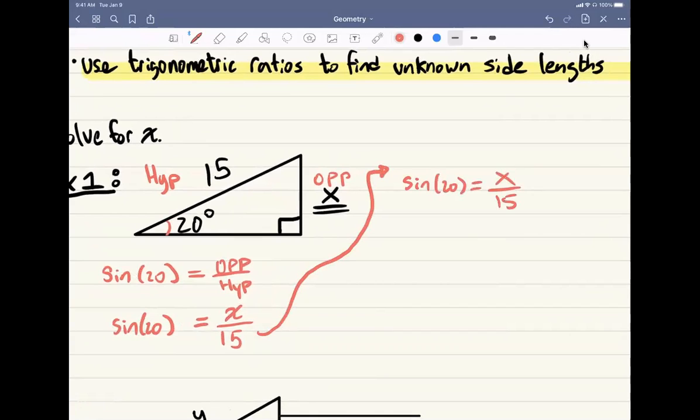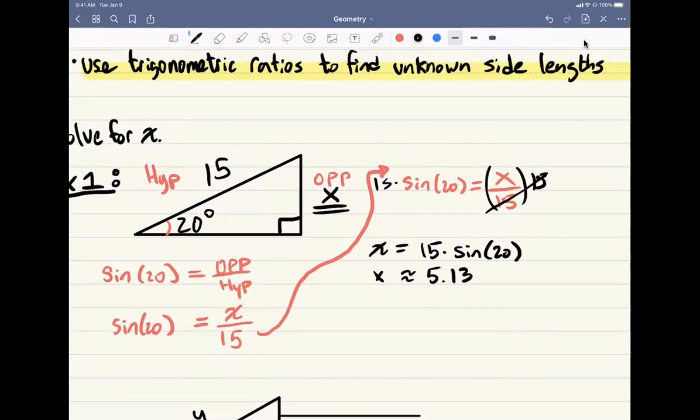Now all we have to do is use algebra to solve for x. We're going to multiply both sides by 15, and you're going to get x is equal to 15 times sine of 20. If this was our test, we could just leave our answer like that, especially if you don't have a calculator. But because we do have a calculator, we're going to type that straight in. 15 times sine of 20, and if we do this right, you should get approximately 5.13. And that's going to be our answer.